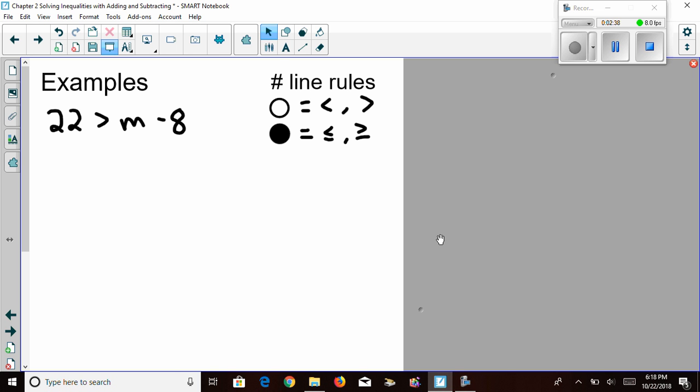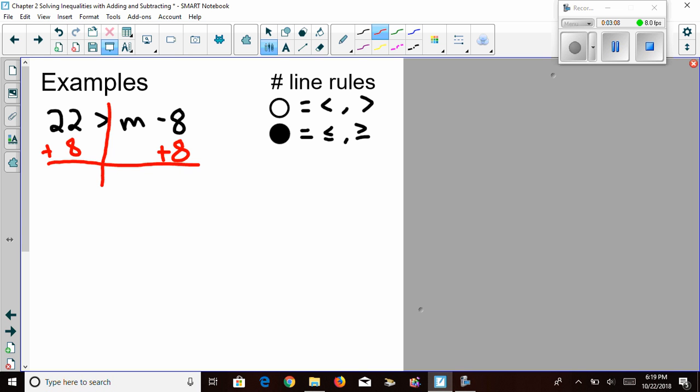Let's first talk about how to solve this example. If we follow our gut instinct, chances are you think back to solving equations, where in order to get m by itself, I would add 8 on the right and then add 8 on the left. If you need to, just like we did before, you can put a line straight down to split our inequality into two sides in order to help organize your work. When the left simplifies, I get 30 is greater than, and on the right, I'm left with m.